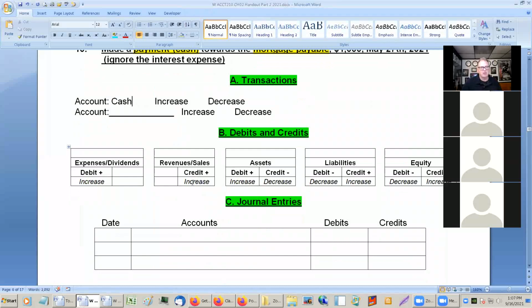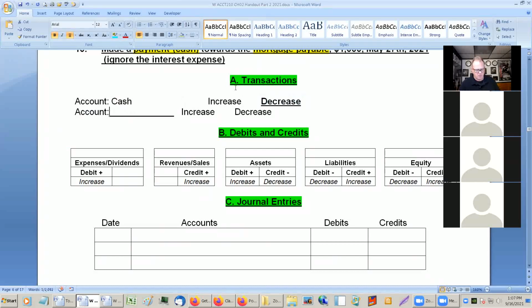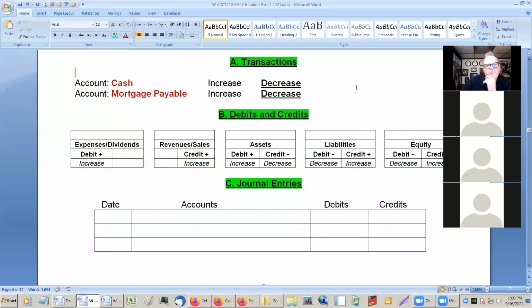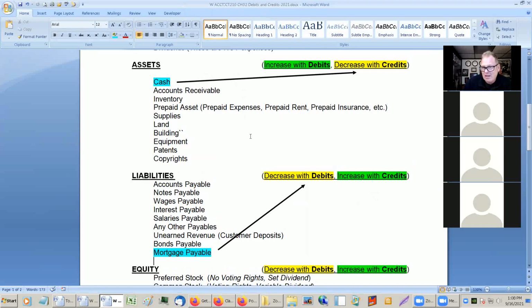Okay, so cash is going down. And mortgage payable is also going down. So these are both decreasing. So yeah, cash going down, mortgage payable going down also. So let's make up the numbers for mortgage payable. If we owed $10,000 on the mortgage payable, we now made this payment, we only owe $9,000, right? It's decreasing the amount that we owe.